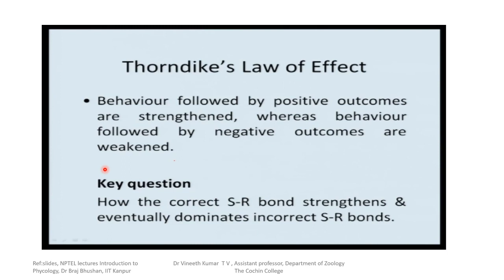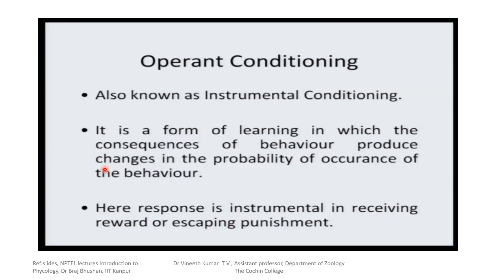And here the question comes: how is a correct signal-response bond strengthened and dominant, while an incorrect, negative one is weakened? Why is the positive one strengthened and the weaker one negated? That is answered by the type of learning called operant conditioning, which was put forward by Skinner.